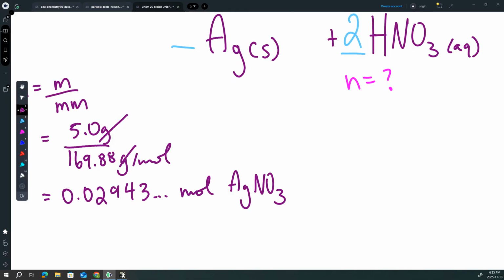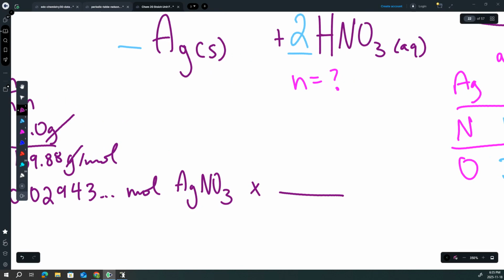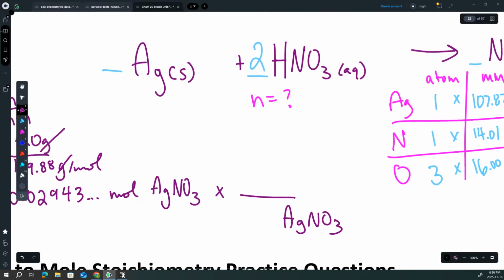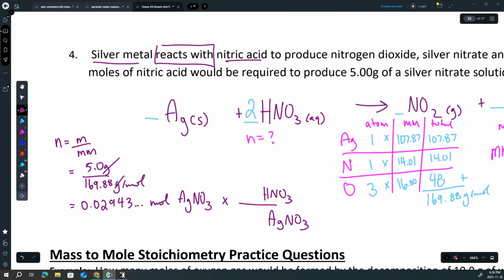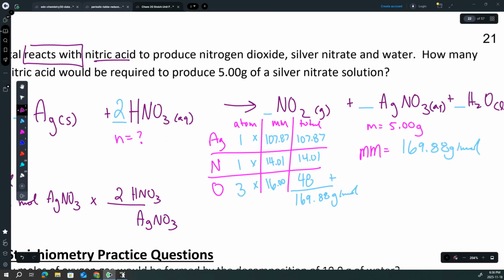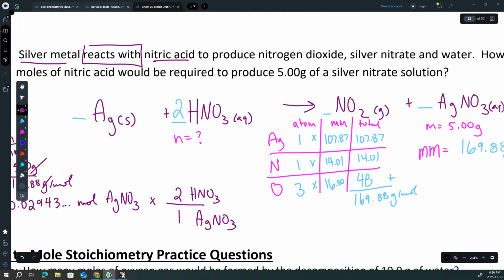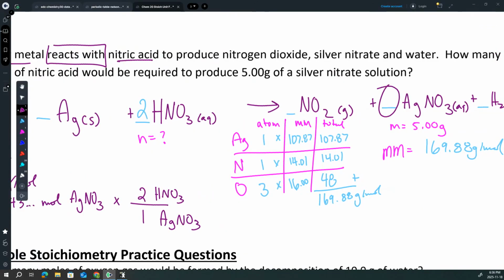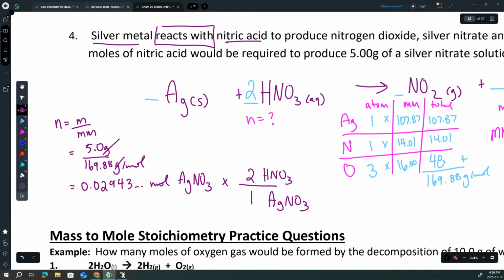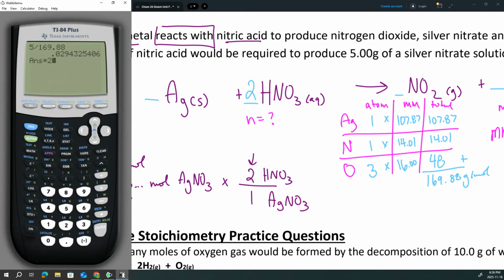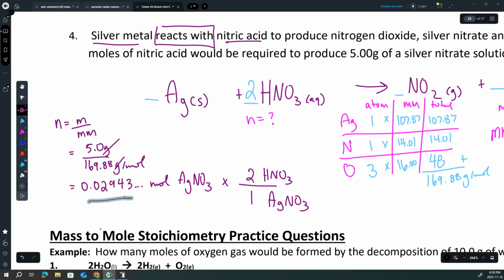Okay, so step 2, find your moles of your given. Done. Now we're going to go to step 3, molar ratio. So we are given silver nitrate, and we want nitric acid. So the coefficient for nitric acid is 2. Coefficient for silver nitrate, that's 1. Remember, when nothing's written, there's an invisible 1 right there. Okay, so essentially we're taking this number, times it by 2. So we get 0.05886, goes on forever.